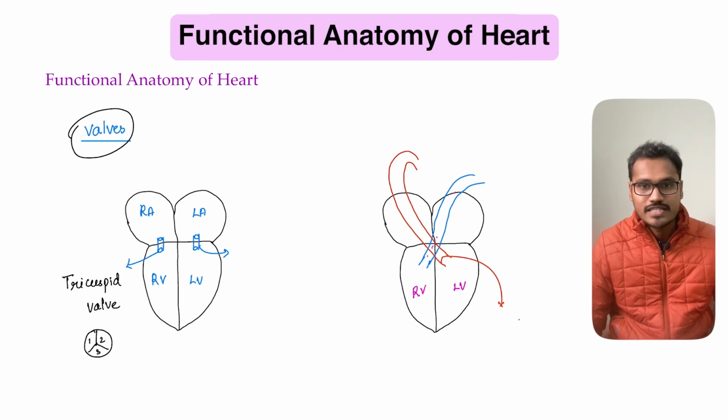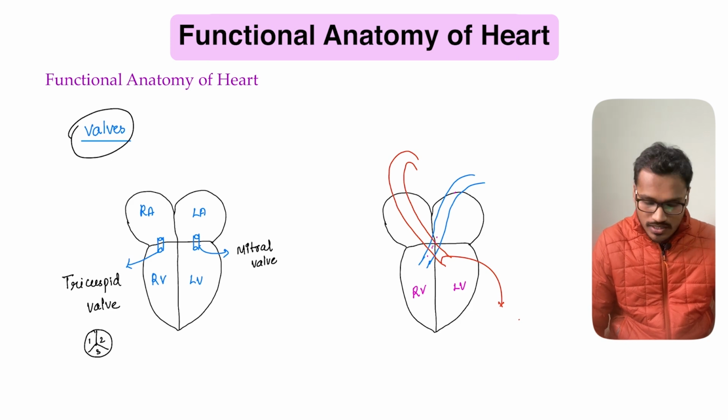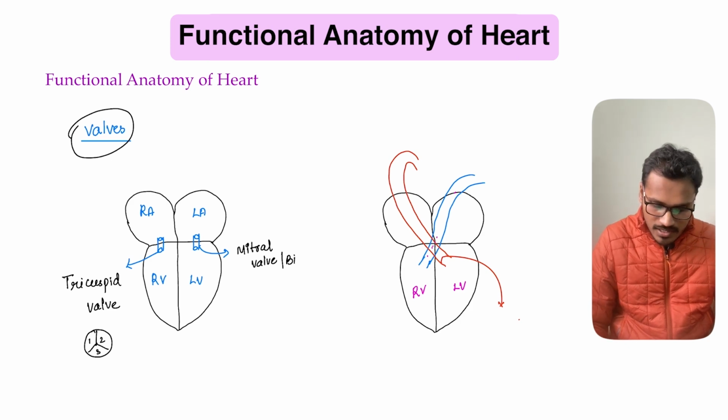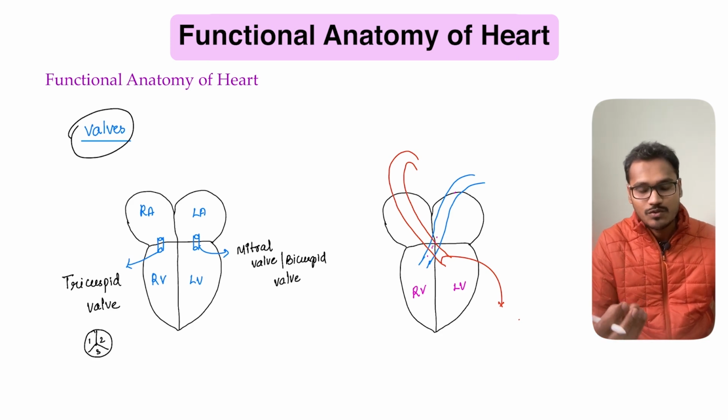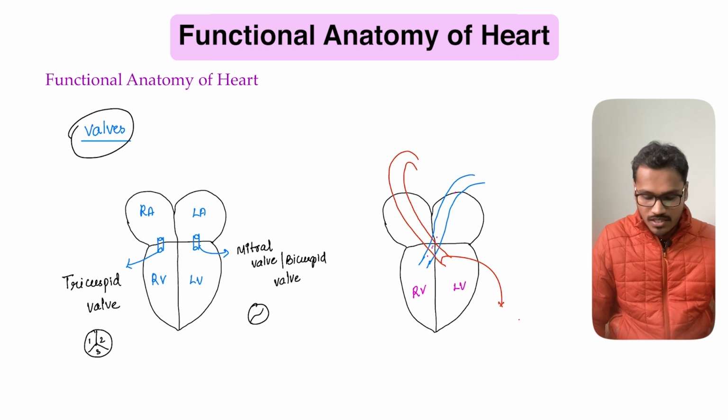Whereas on the left side, it is called the mitral valve. The mitral valve is also called the bicuspid valve. Why is it called bicuspid? Yes, very rightly said, because it will have 2 cusps. Only 2 cusps and a division between them. So the bicuspid valve has 1 and 2 divisions only, 2 cusps.